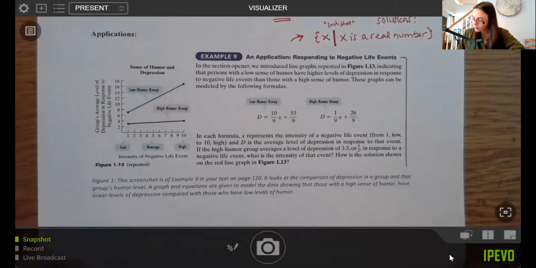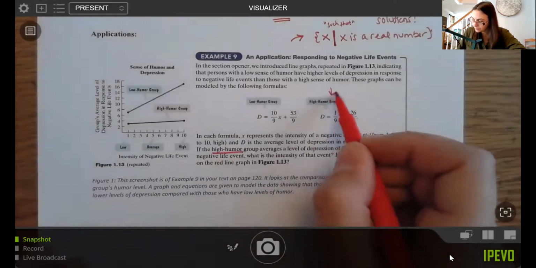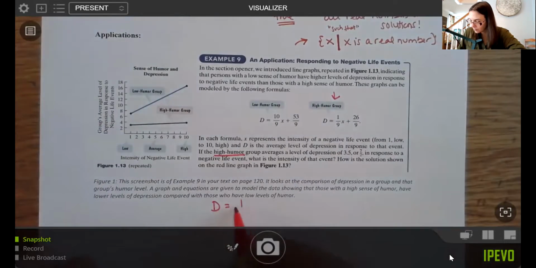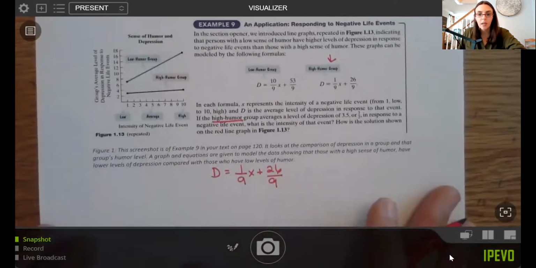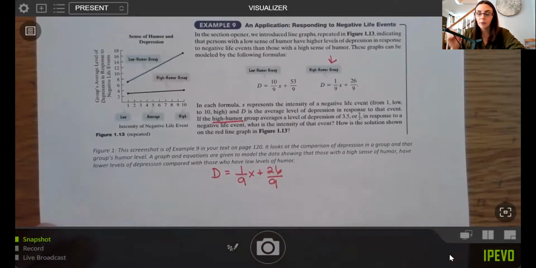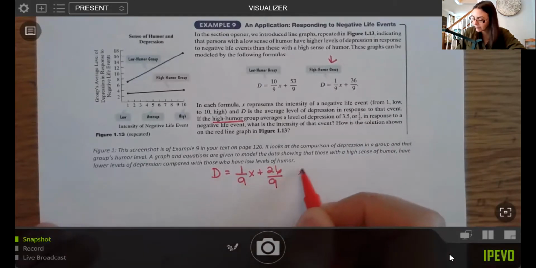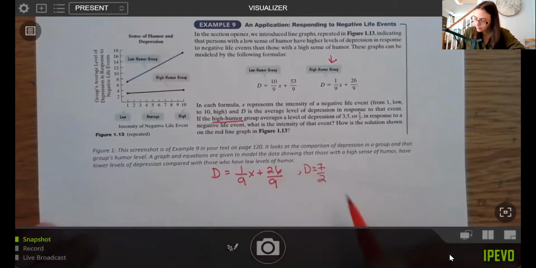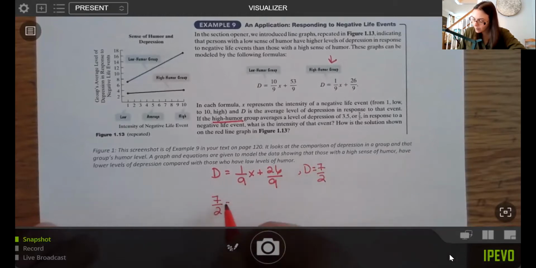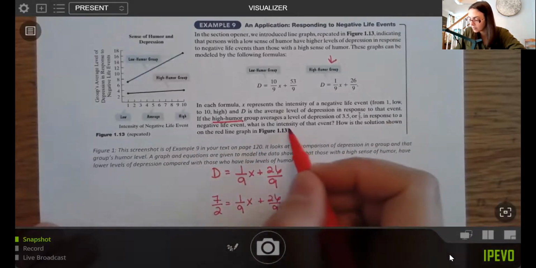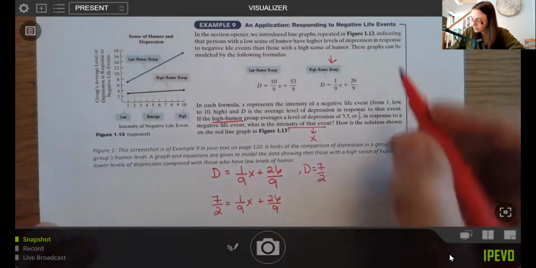Notice here that we are first looking at the high humor group, so we're focusing on this group right here. Now our question tells us that the depression level is 3.5 or 7/2. So what we know in this case is D. If I plug that in, we can see that we're solving for X here to get the intensity of that event. So that is your X value, and this is your D value.